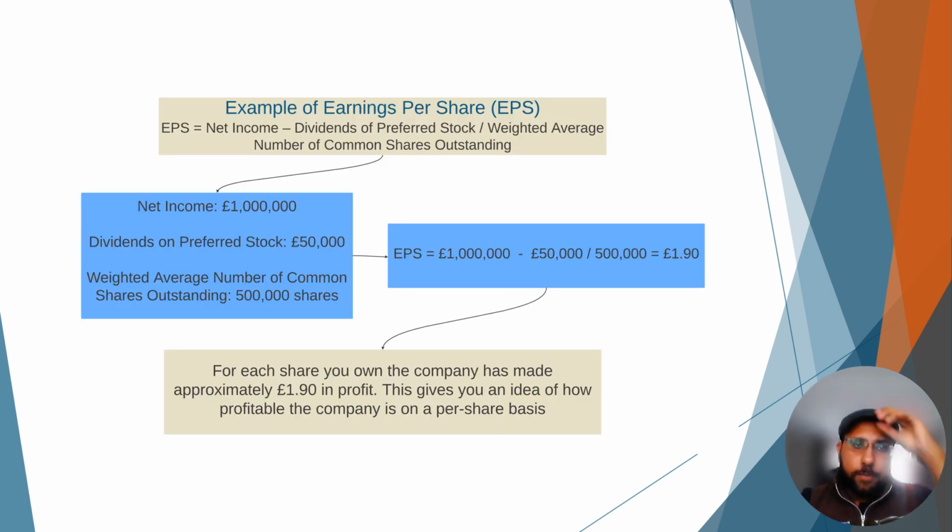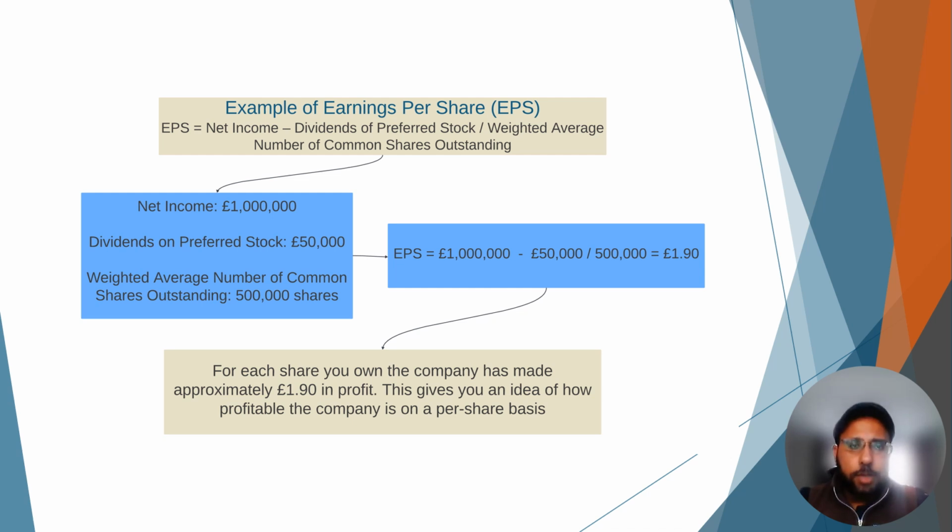Okay, we now have an example of earnings per share. Let's remind ourselves of the equation. Earnings per share is net income, which you find on the income statement right at the bottom. Take away dividends of preferred stock. You can sometimes find that figure in the income statement, or it could be within a footnote. Divide that by the average number of shares outstanding, and that figure you can find in shareholder funds. Okay, that is the formula for earnings per share.